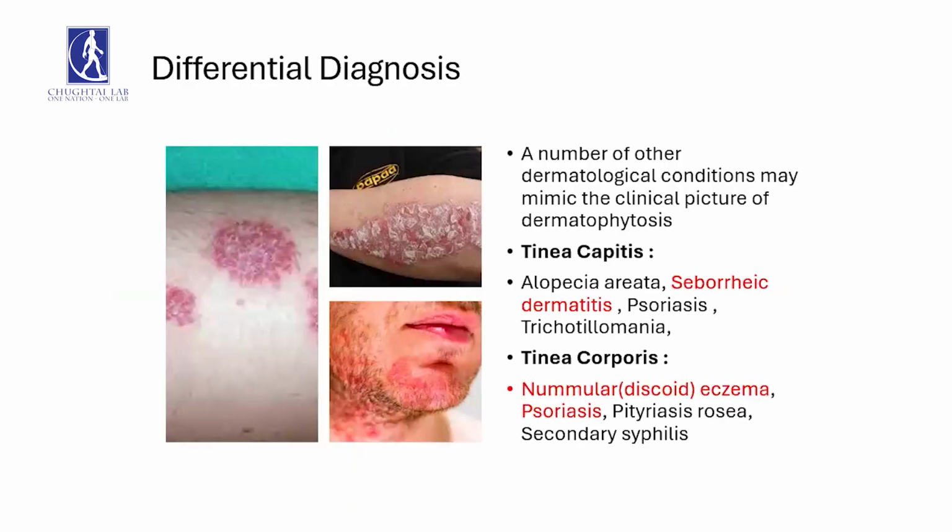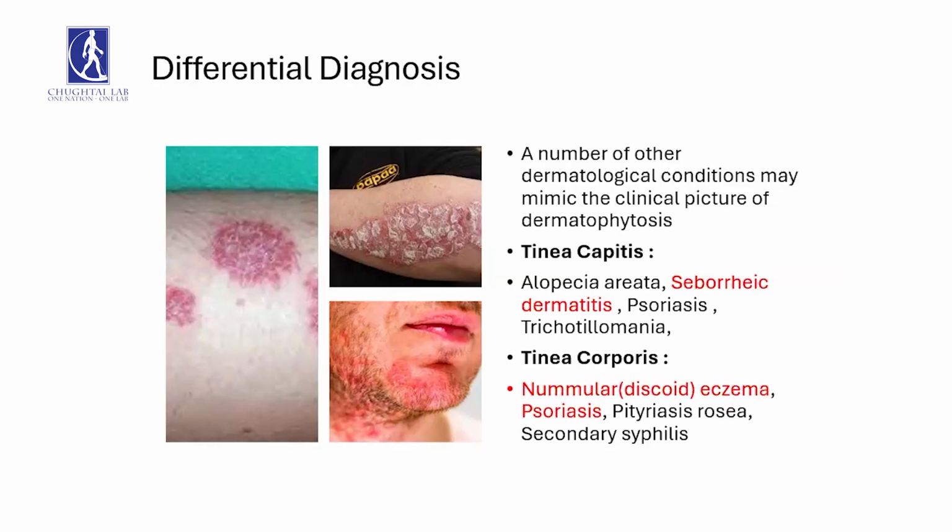So why is rapid and proper diagnosis needed? Because a host of other skin conditions can mimic these dermatophyte infections. For tinea capitis, that is fungal infection of the scalp, alopecia areata, seborrheic dermatitis, psoriasis, and trichotillomania can all mimic fungal infections. So on the bottom right picture, you can see a seborrheic dermatitis of the hair. So on a simple overlook, it can mimic a fungal infection.